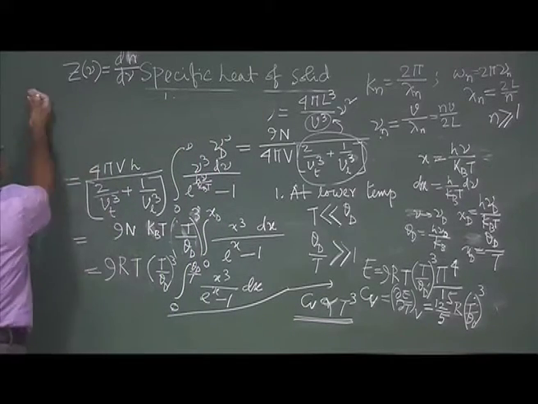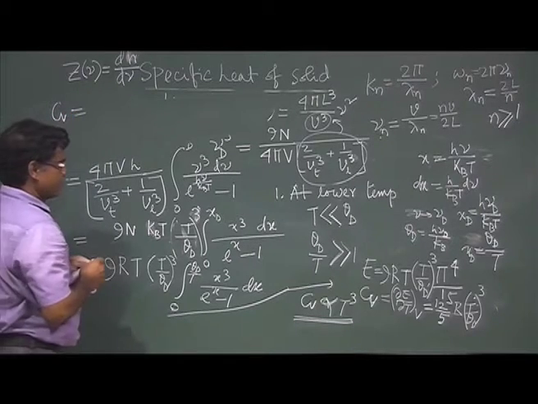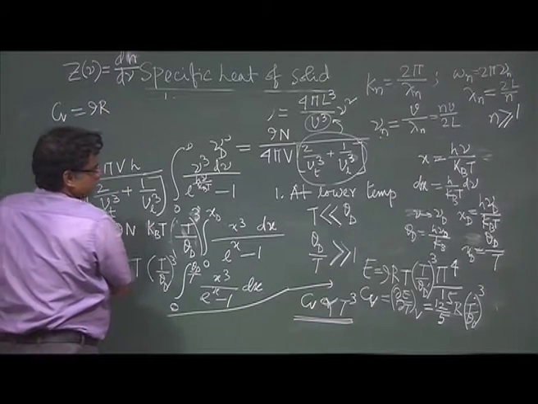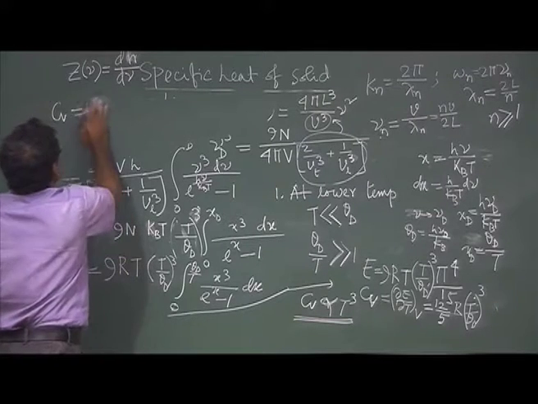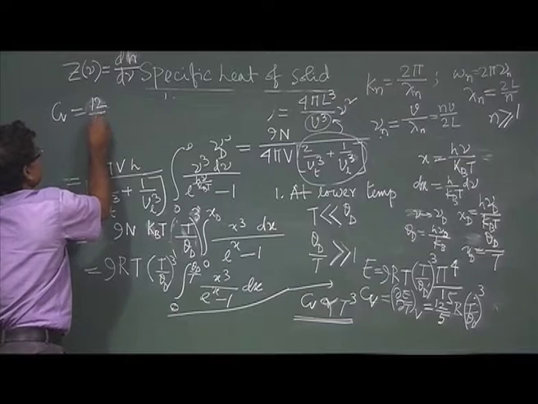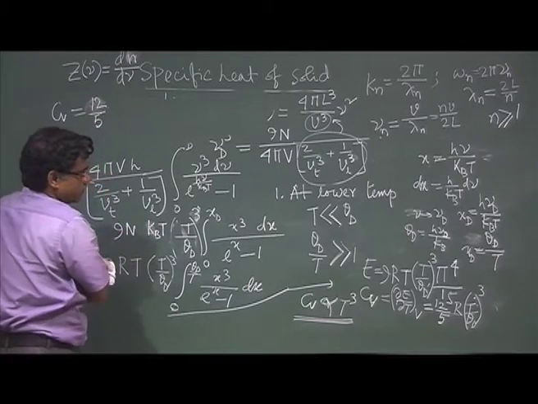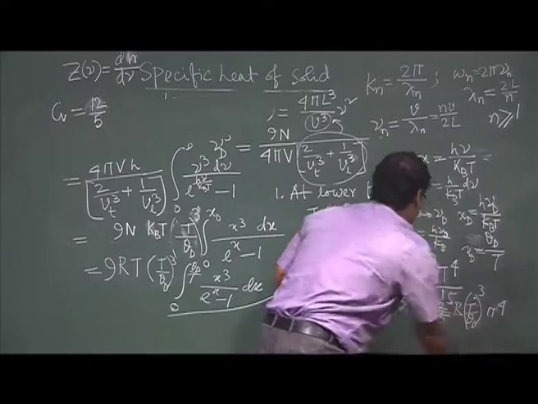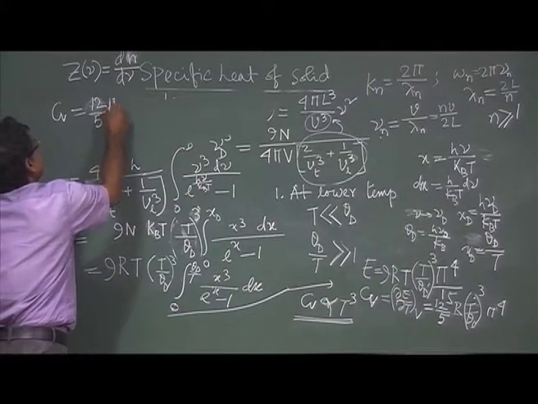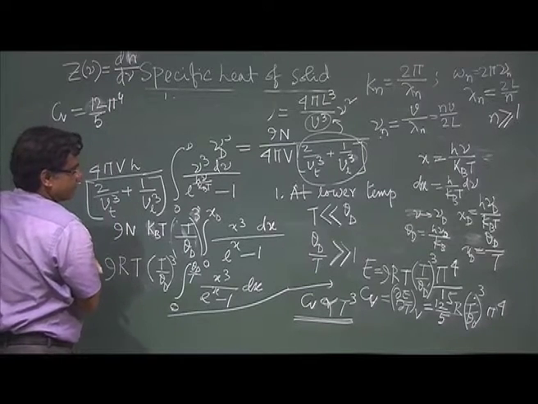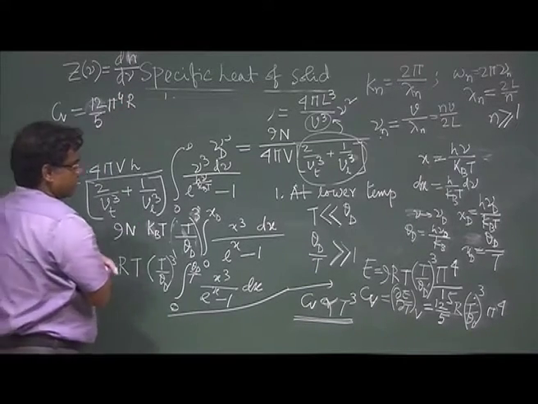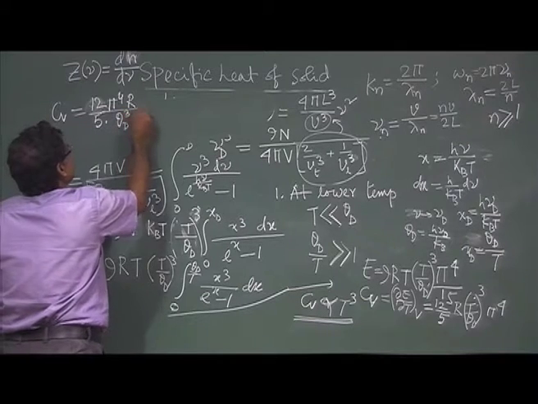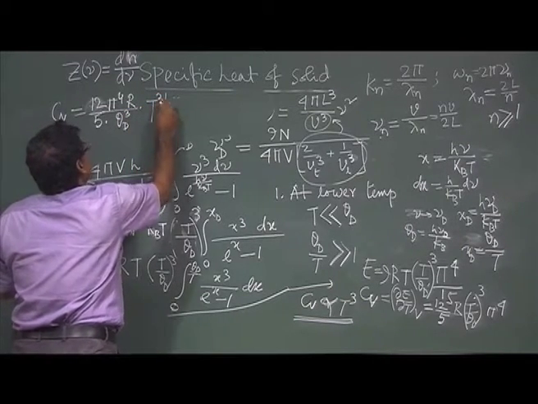So, at low temperature CV we got 12 pi to the power 4 by 5, R by theta D cube, then T cube.